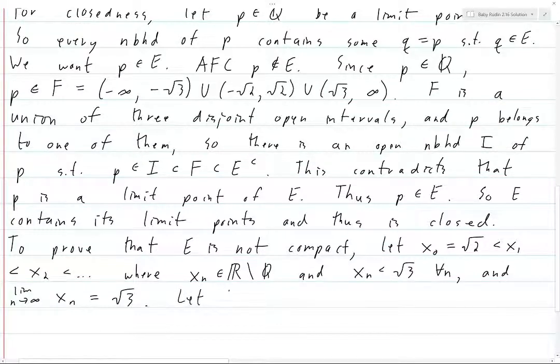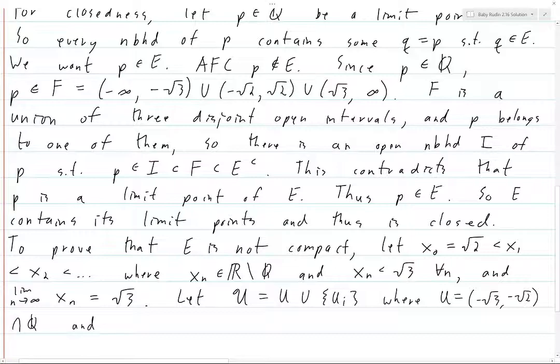Anyways, so let fancy U be our collection of open sets, which is going to be our open cover. So this is another reason I don't like the way that this problem is stated. We have to make this a U union with the collection of open sets Ui, where U is the open interval from negative root 3 to negative root 2 intersected with the rationals, and Ui is the open interval from xi minus 1 to xi intersected with the rationals, and this is for all i natural numbers. So that's why I defined x0 to be equal to square root of 2, because that way the first open interval here will go from root 2 up to x1.